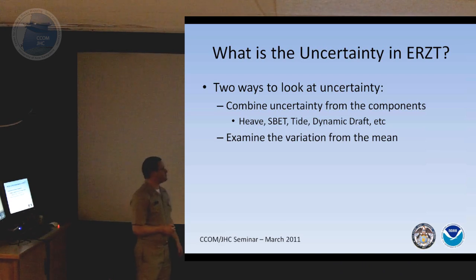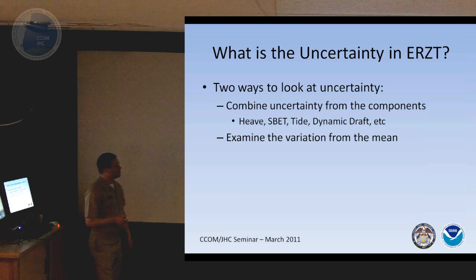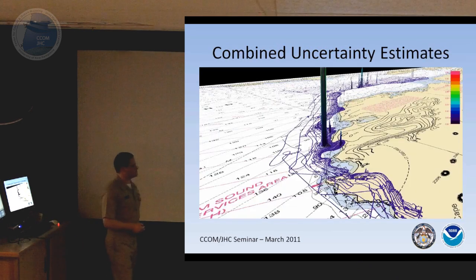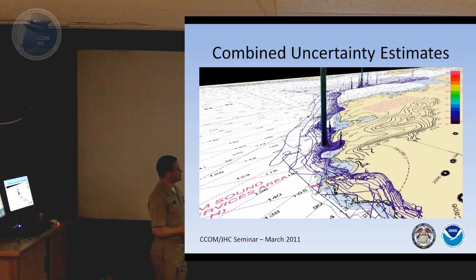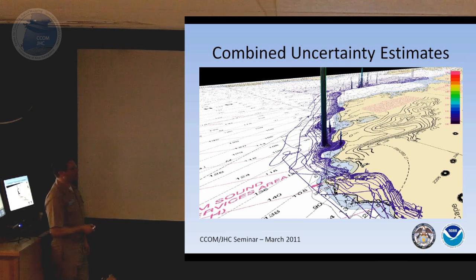So there are 2 ways to look at the uncertainty. One would be to combine the components as we usually would, the heave, the tide, the dynamic draft, all those things, which I have an example of. Or we look at the variation from the mean, which I was just describing. So this is if you combine them all, you can see it's static. Well, it's because the heave doesn't really change very much, and the uncertainty of your tide doesn't change, and uncertainty in your static draft, your settlement doesn't change. So this is pretty static with the exception of the contribution from the SBET, which is the only one that really says, wait a minute, I have a problem here, I don't have a very good position.